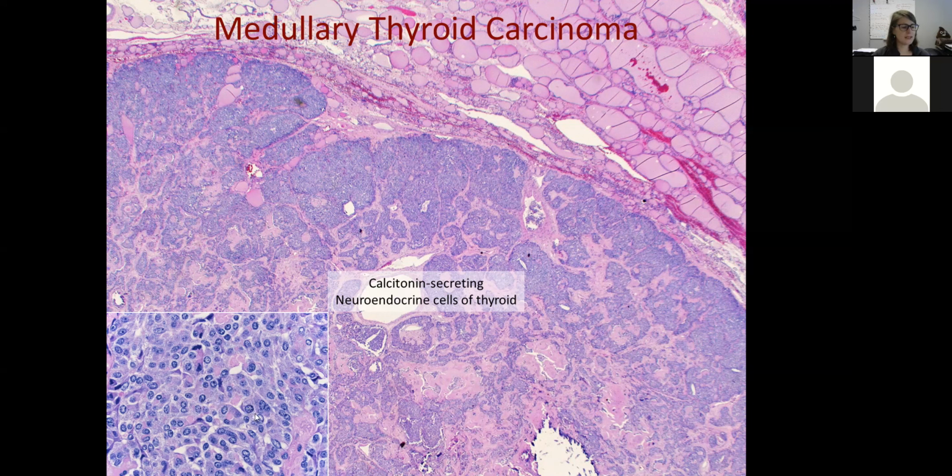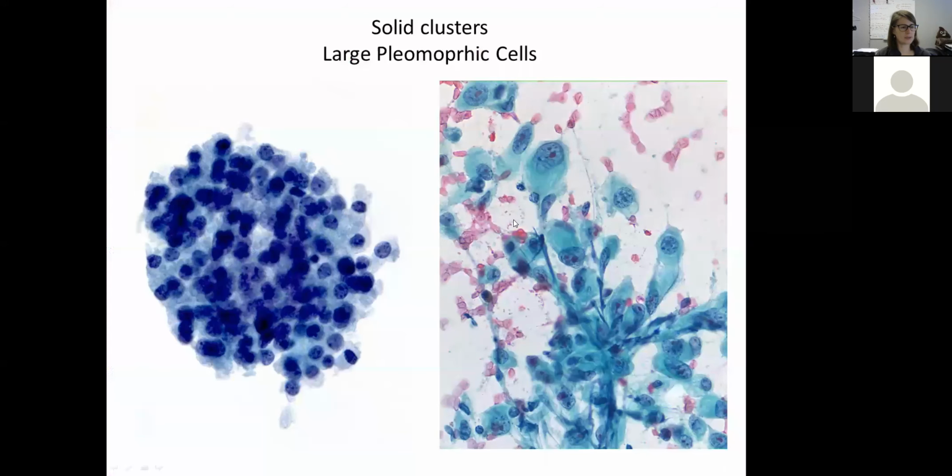However, the nuclei here don't have those prominent nucleoli like we saw in the Hürthles, but they have very finely stippled or granular, or sometimes people say salt and pepper chromatin. That is characteristic of neuroendocrine neoplasms. So that's medullary.